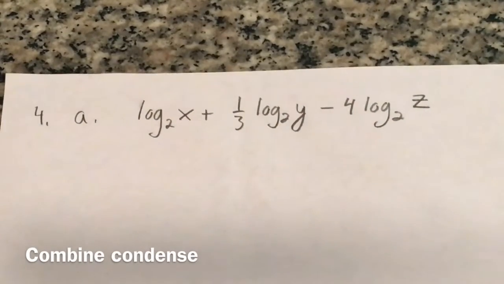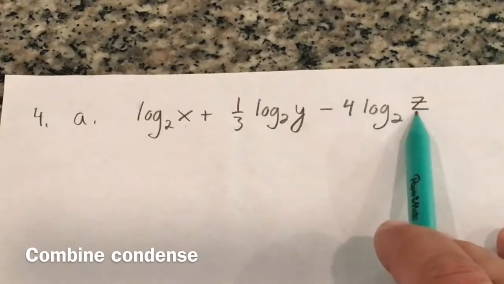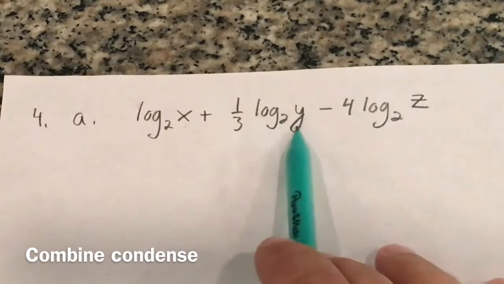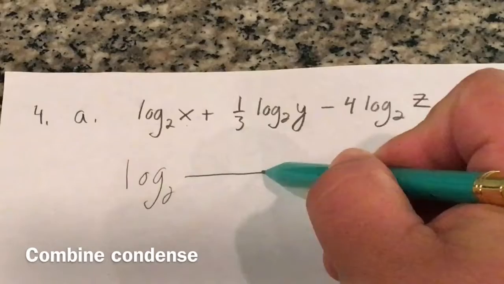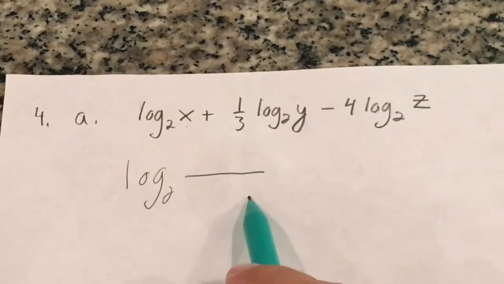Now asked to combine or condense it. I have 1, 2, 3 items. Notice there's a minus sign, and they're all log base 2. So as soon as there's a minus sign, I'm going to write down log base 2, and I'm going to put a fraction bar. Because if there's a minus sign, something has to go on the bottom.